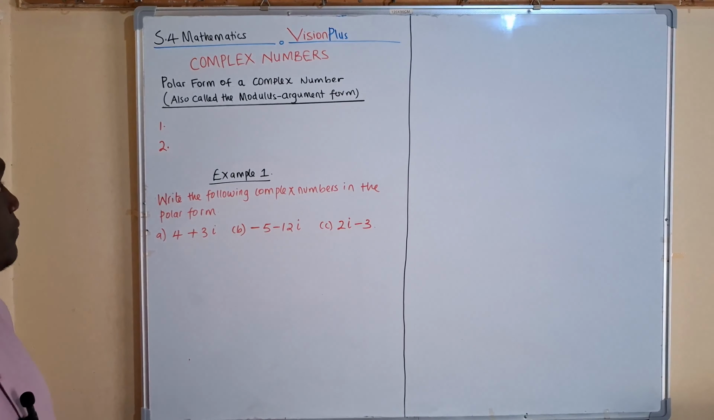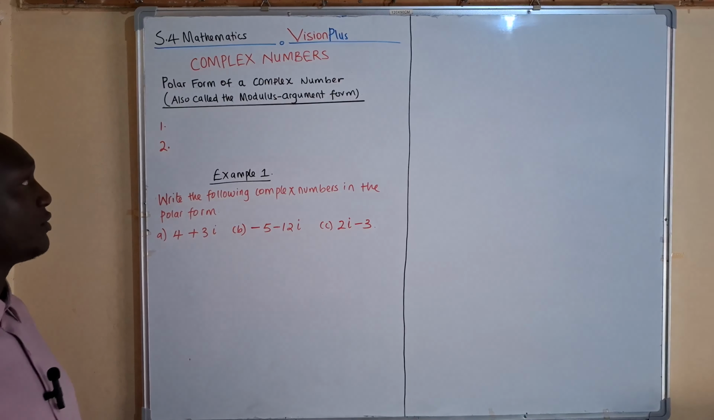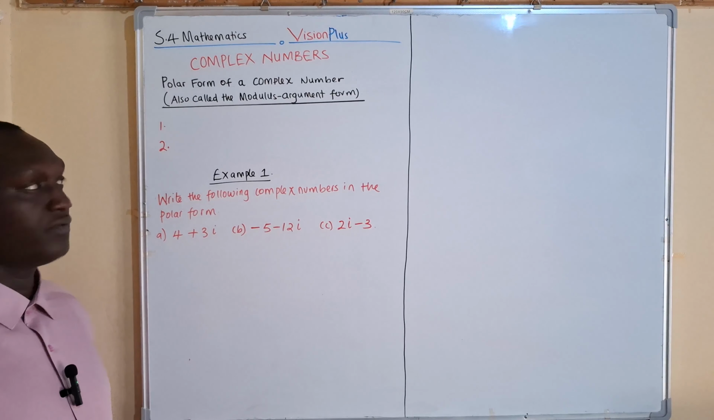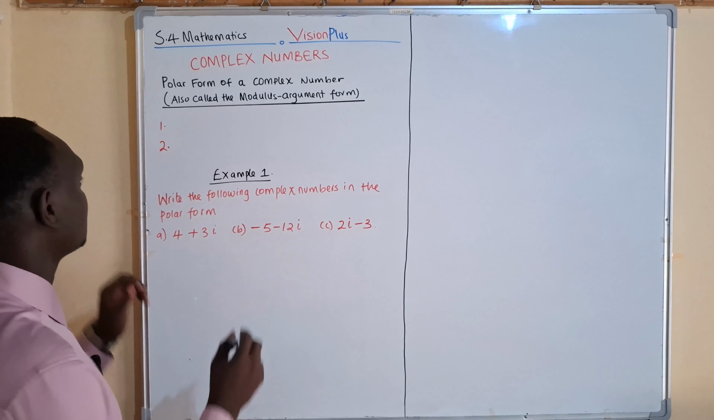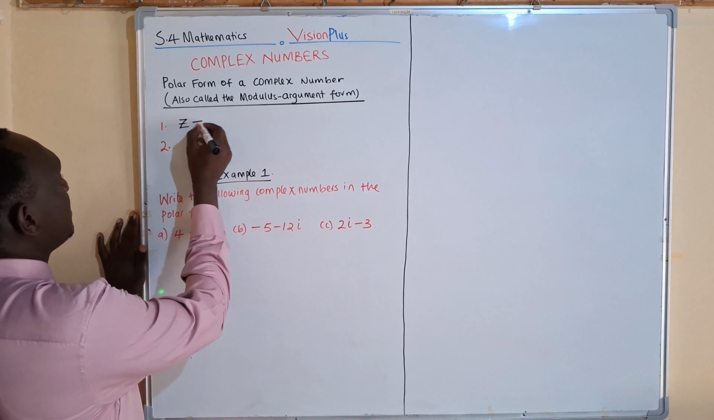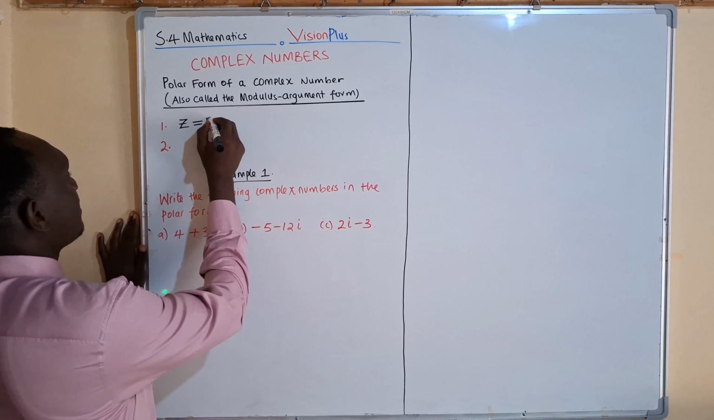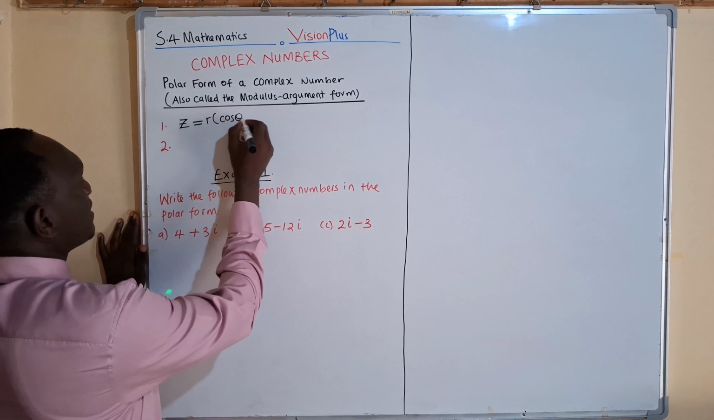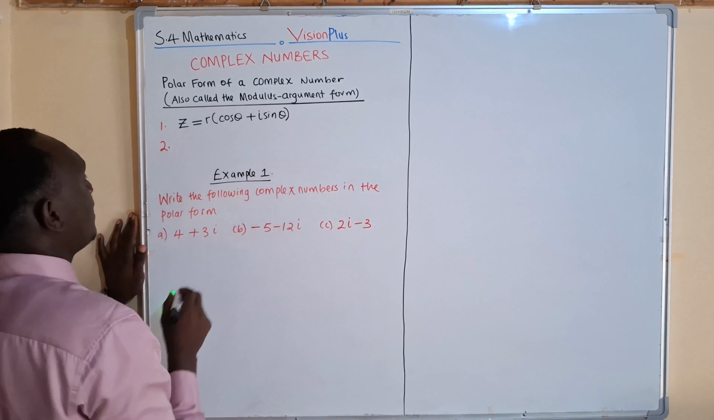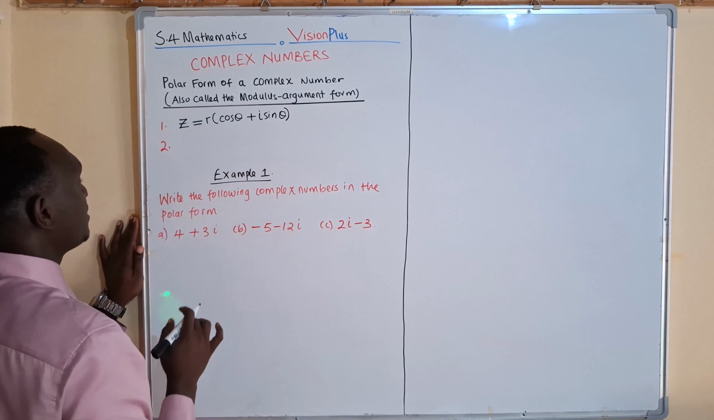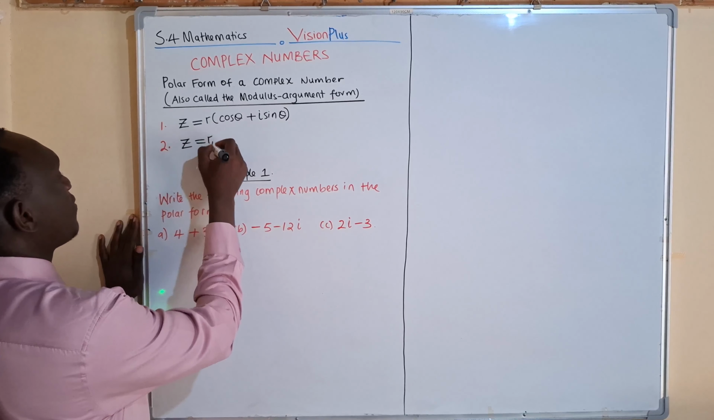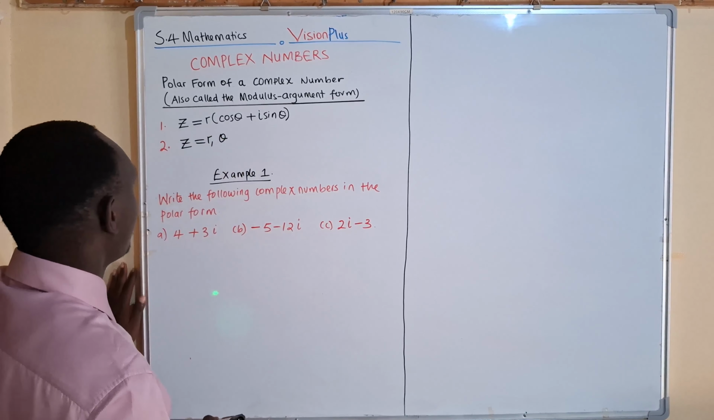Before we go to example 1, the polar form of a complex number is also known as the modulus argument form of that complex number, and it is in this format. The complex number z in the polar form is r into cos of theta plus i sine of theta. And this can also simply be written as z is r comma theta. Why are we doing that?